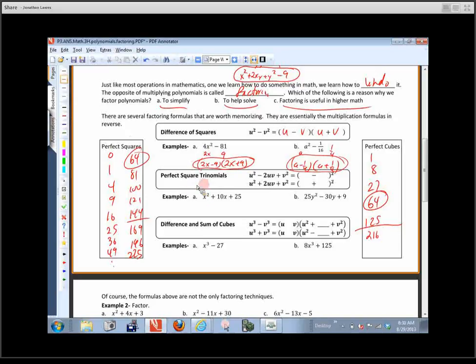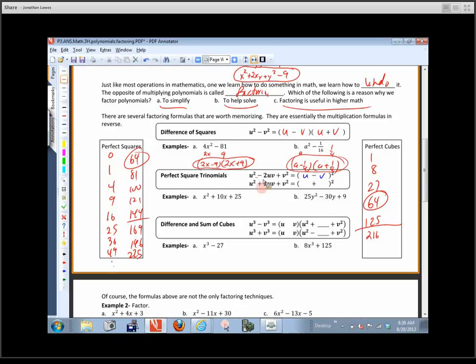Okay. Perfect square trinomials. If you see something that fits this pattern right here, so it starts with a perfect square of u, ends with a perfect square of v, and the middle term is that variable times that variable multiplied together and then doubled. So it's twice as big as the two of those multiplied together. Then it's going to be u minus v quantity squared.